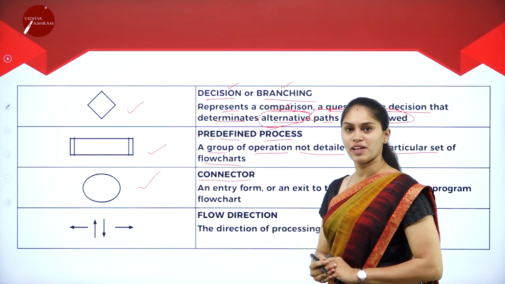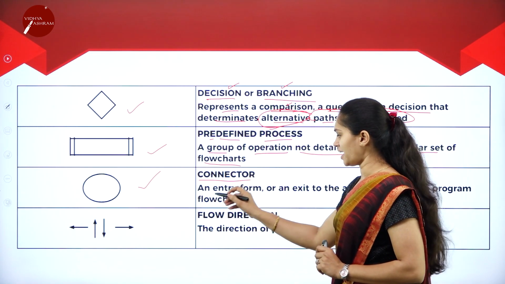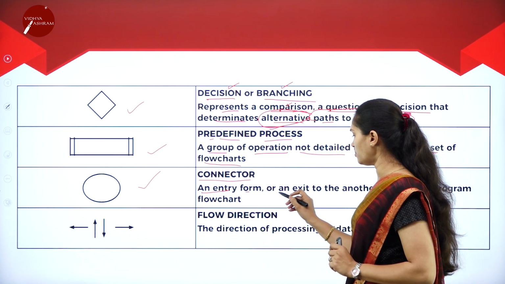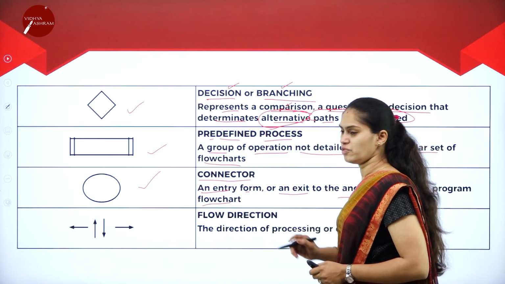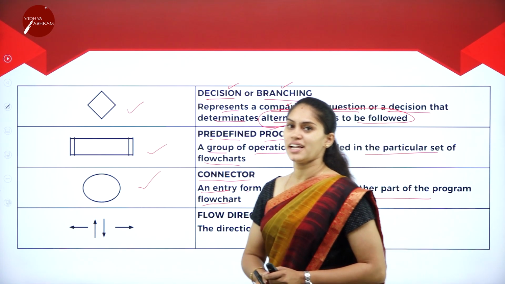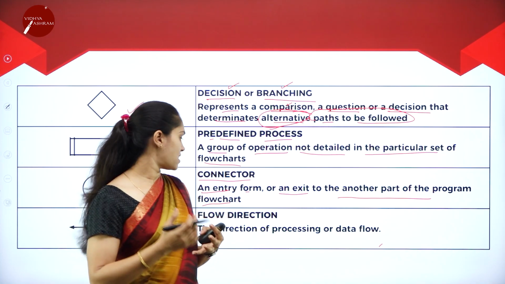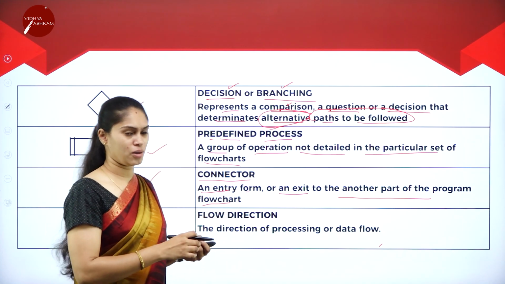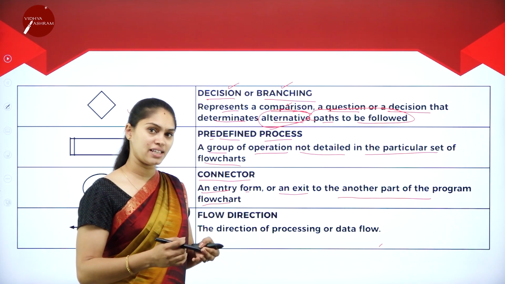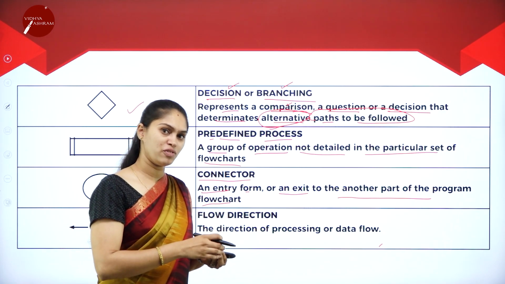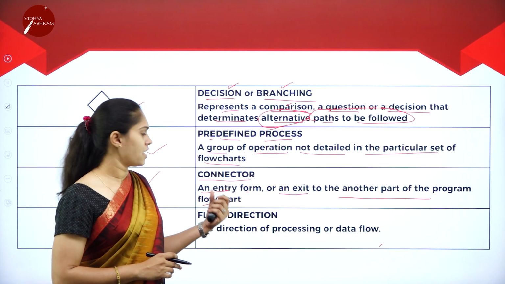How will the communication happen? That is with the help of this connector. This connector represents an entry or an exit to another part of the program flowchart. It indicates an opening or starting point, an entry point and an exit point, from one program to another program, or from one part of a program to another part of a program. That is the usage of this connector.